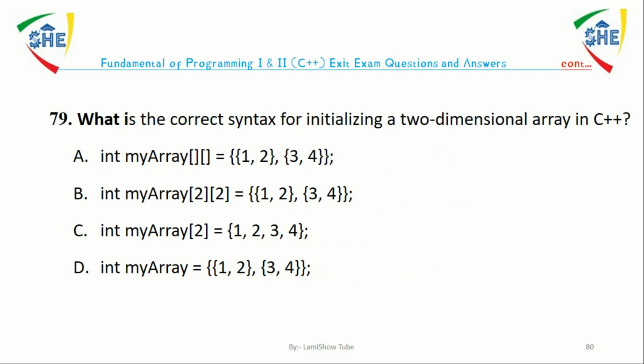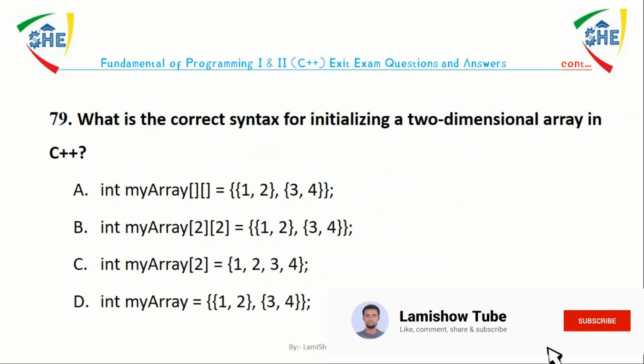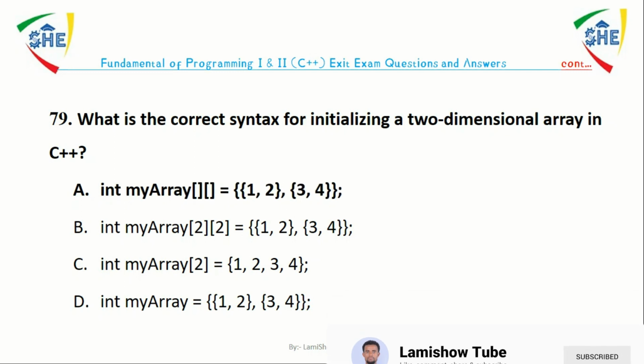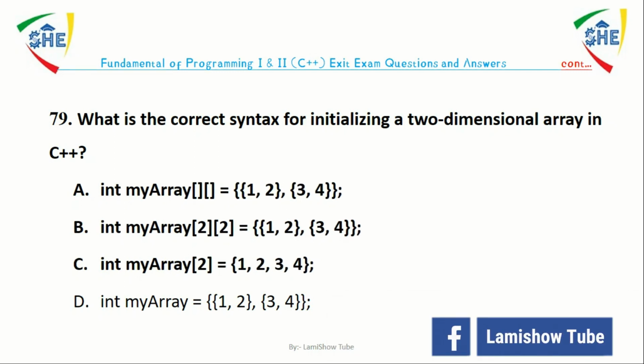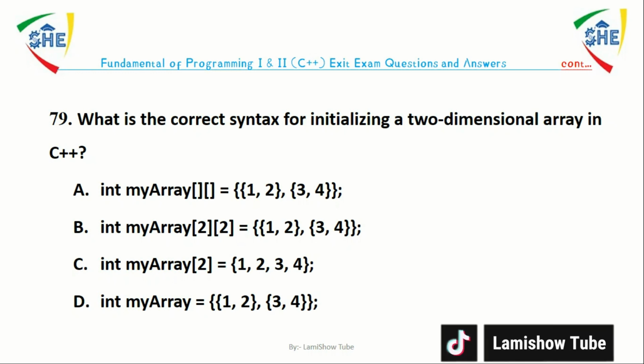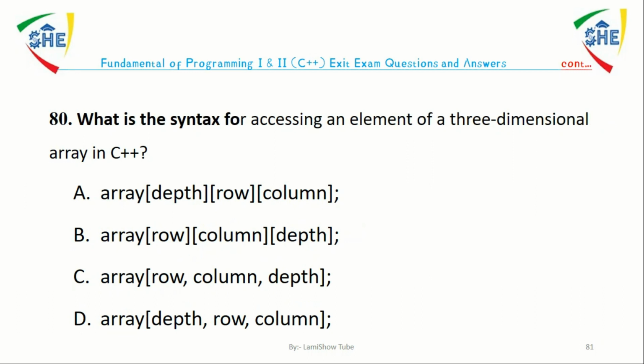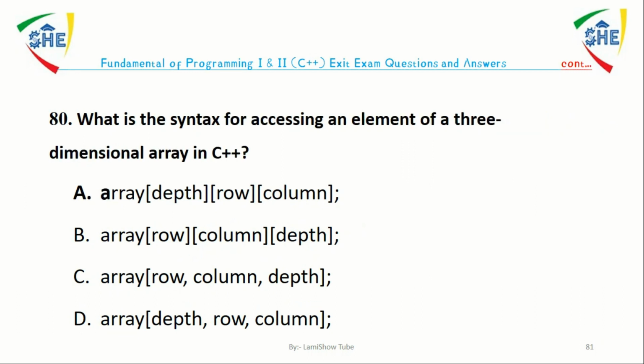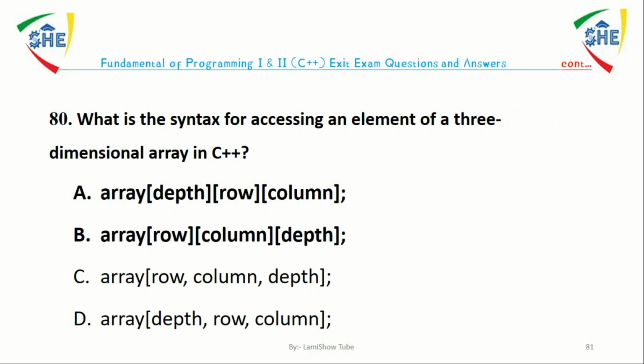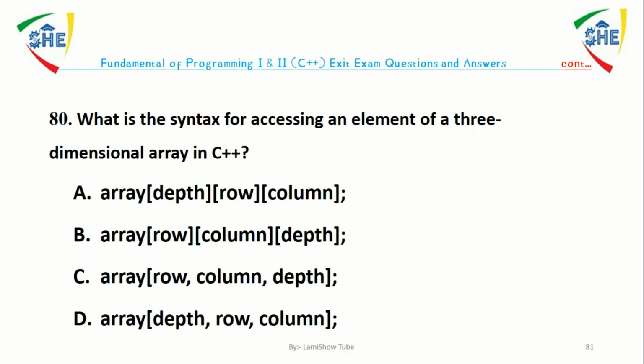Question number 79. What is the correct syntax for initializing a two-dimensional array in C++? The correct answer is B. Question number 80. What is the syntax for accessing an element of a three-dimensional array in C++? A, B, C, D. The syntax for accessing an element of a three-dimensional array in C++ is array[depth][row][column].